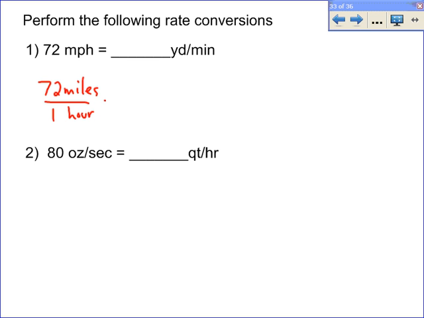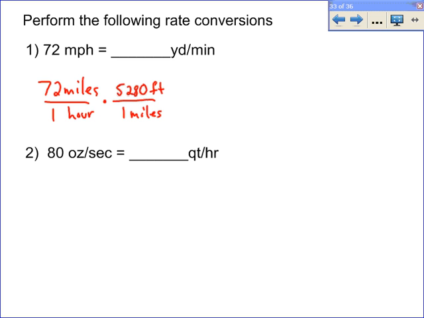It doesn't matter which one you do first, so let's just do the numerator first. Let's convert miles to yards. Well, I don't know exactly how many yards are in a mile, but I do know how many feet are in a mile. So I'm going to use that conversion because I know feet. I know how many feet are in a yard. So if I can get feet, then I know I can get yards. So 1 mile is equal to 5,280 feet.